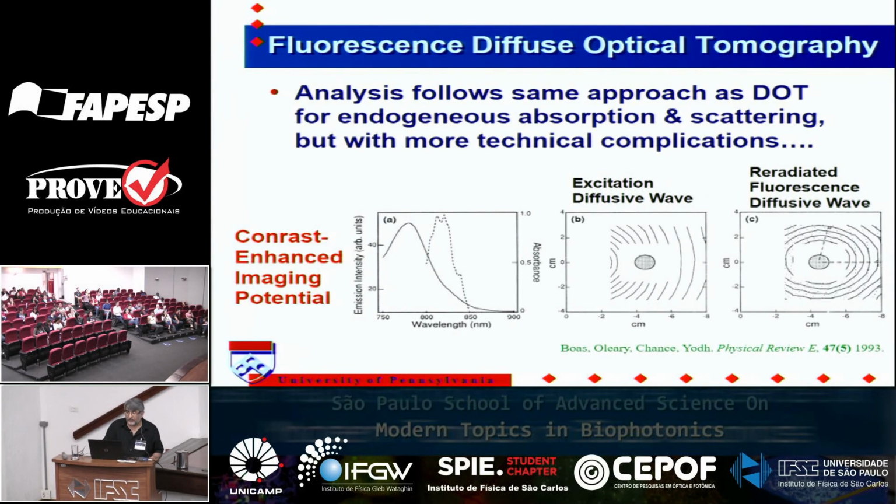And finally, suppose that you had a tumor where there was a much stronger uptake of an exogenous contrast agent compared to the surroundings. Well, you can have an excitation wave going in and then a re-radiated diffusive fluorescent wave coming out. So this is the basis of a tomographic imaging approach that you could use with contrast agents in turbid media to do tomography.